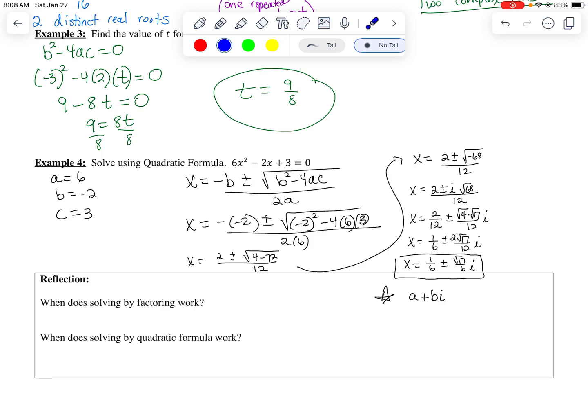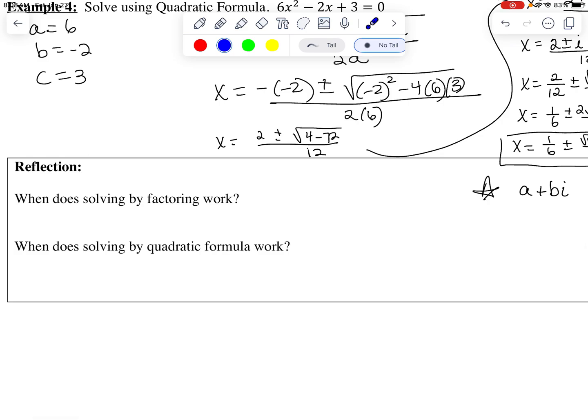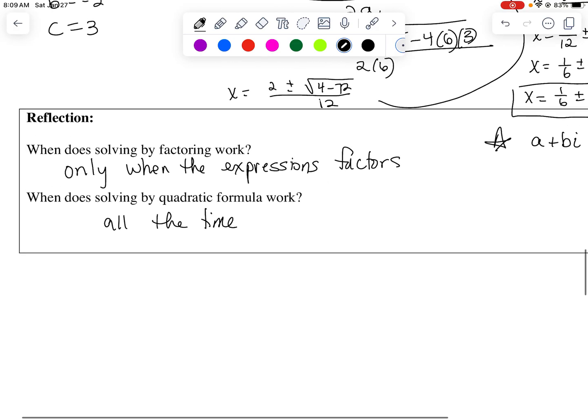All right, so here's a reflection question, and I would like you to pause, write out what you think. When does solving by factoring work? Only when the expression factors. When does using quadratic formula work? All the time. Even if it factored, you could do quadratic formula. All right, that finishes the notes.